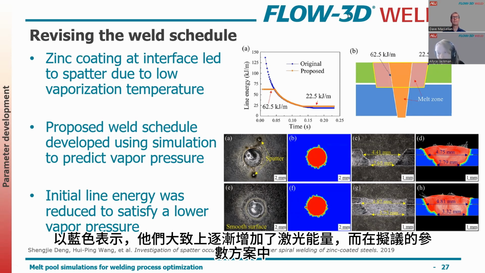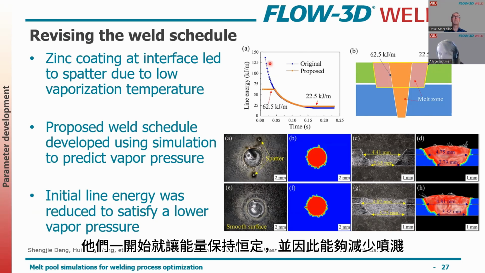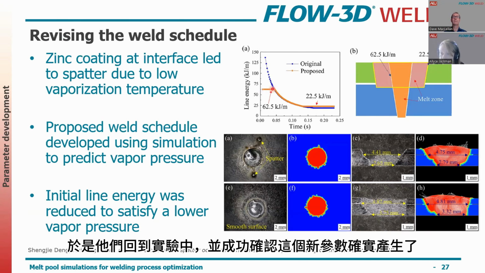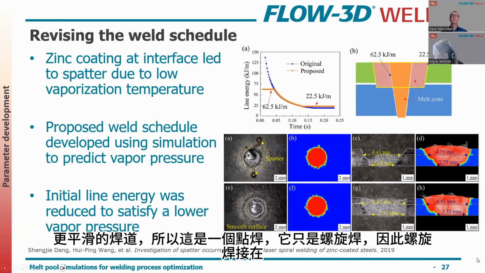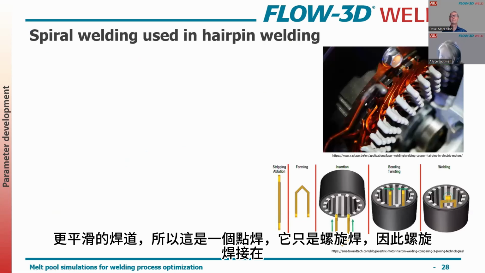And what they found was that by reducing this initial line energy, so you can see the original weld schedule is here in the blue. So they kind of ramped up the line energy, and then in the proposed schedule, they made that constant to begin with, and then they were able to reduce the spatter. So then they go back to the experiment, and they were able to confirm that this new schedule did indeed produce a smoother weld bead. So this is a spot weld, it's just a spiral weld.